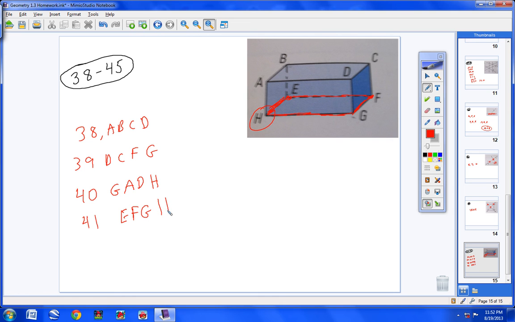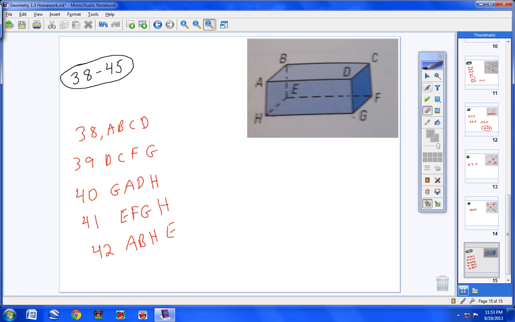Okay, let's go ahead and look on to number 42. Almost done with the whole assignment. Number 42. ABH. So A, B, here's the H, like this. Well, it looks like it's going to be this side plane right here, and that would include letter E. Letter E. All right, let's try number 43 very quickly.